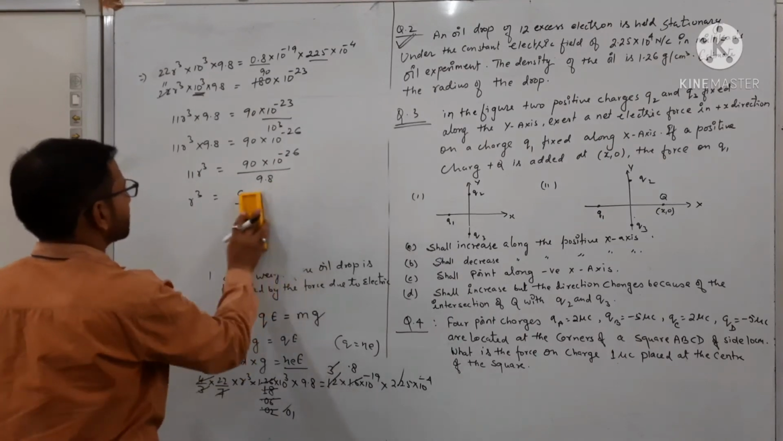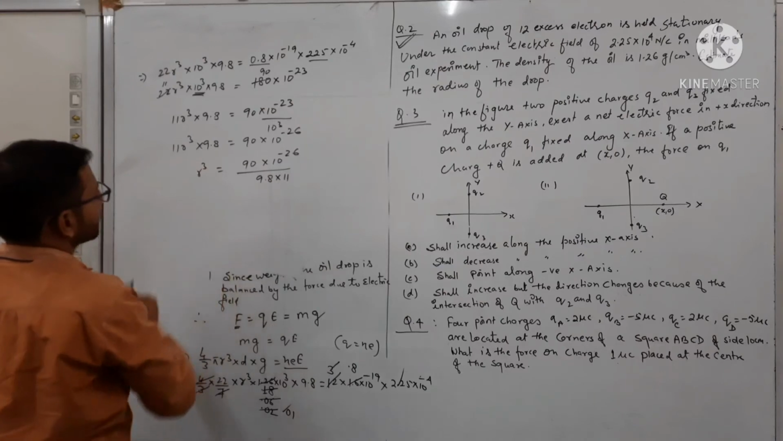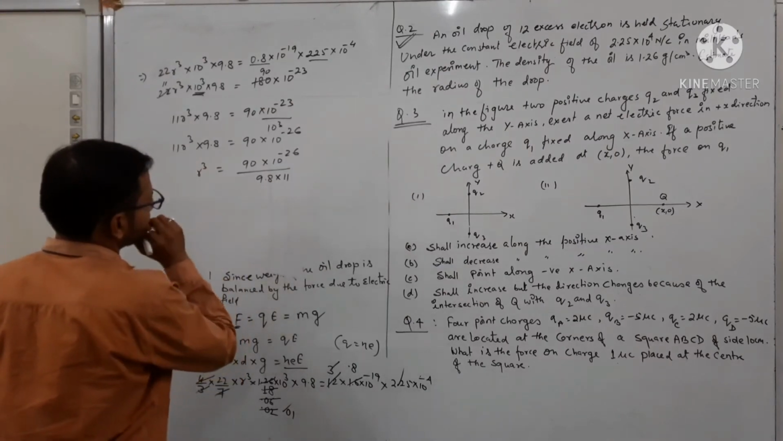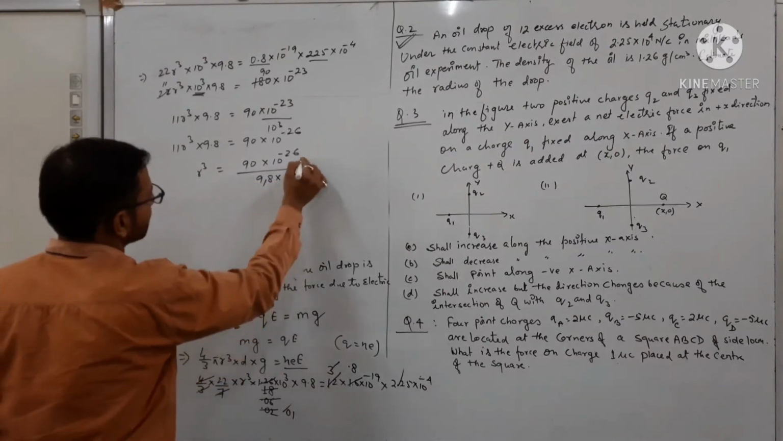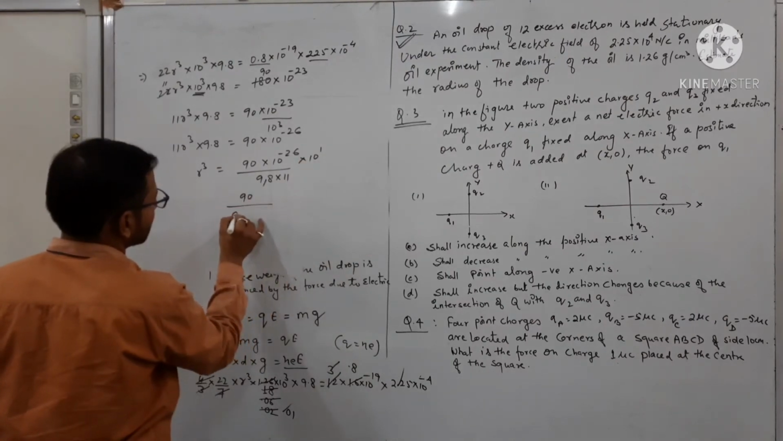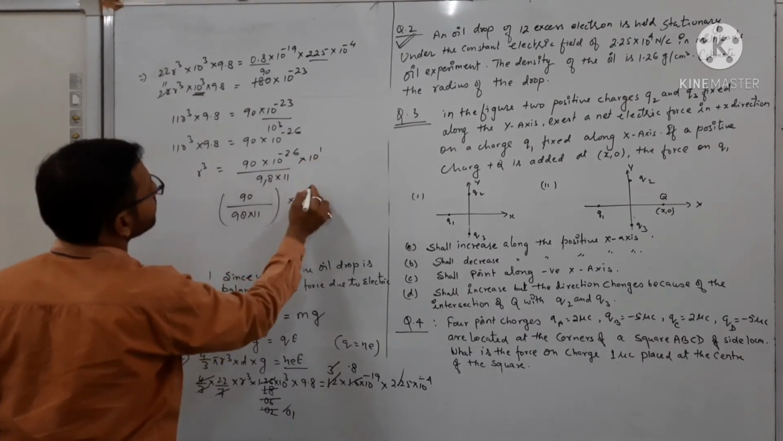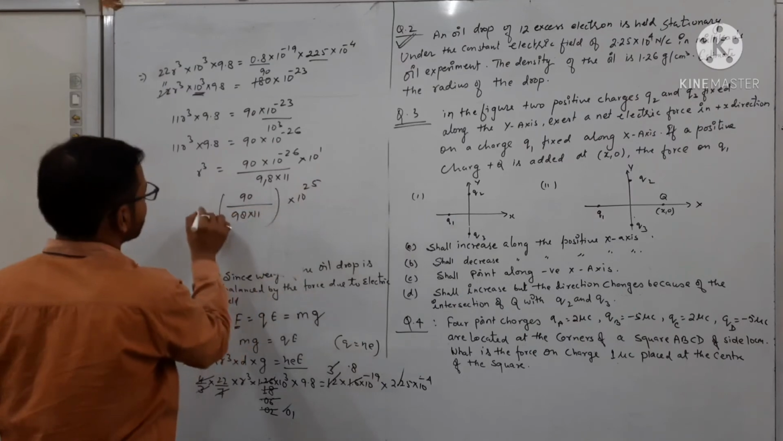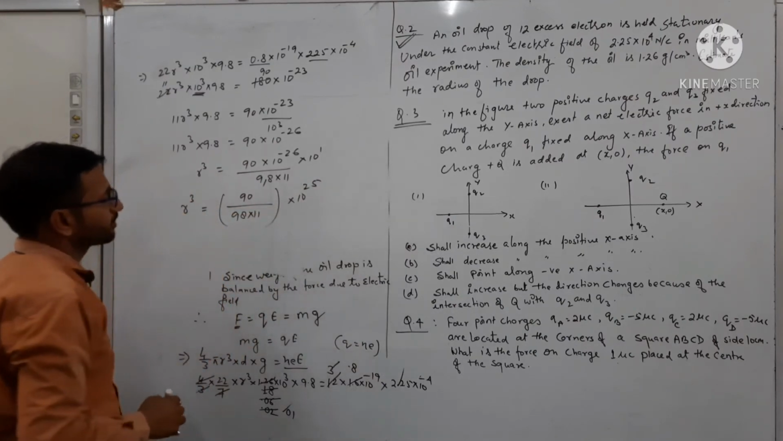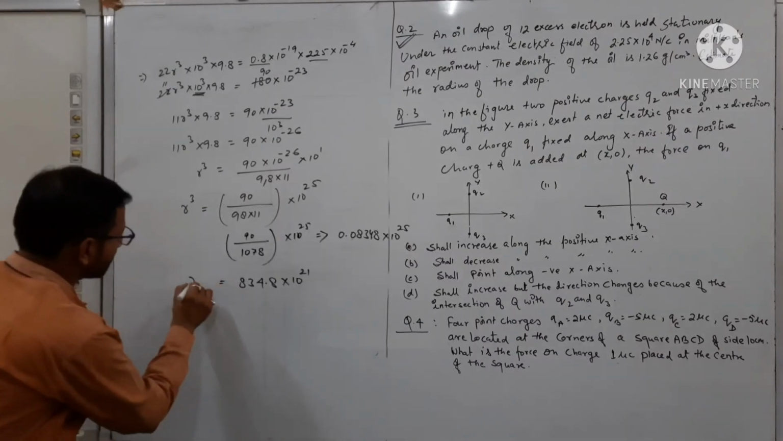I will write the things here also, into 11 by cancel out. Now I will divide the things here, this decimal cancels out, 10 raised to the power 1, 90 over 98 into 11, into 10 raised to the power 25 is equal to r cube. Now I will solve this value, solve it first. So here this is our r cube.